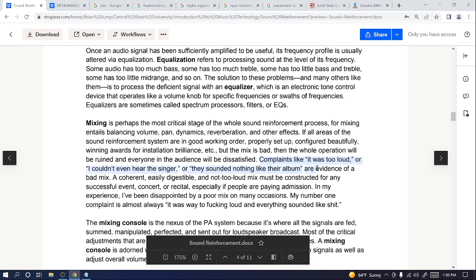Things like, it was too loud is a real common one. Or, I couldn't even hear the singer. Or, this sounded nothing like their album. Right? This is usually evidence of a bad mix. It means that the person running the sound was not doing a proper job balancing volume, dynamics, reverberation, other effects, pan, etc.